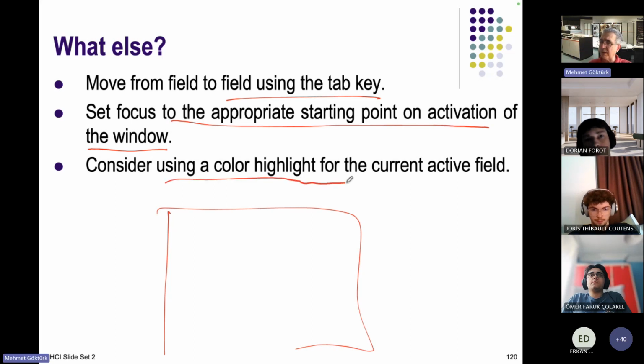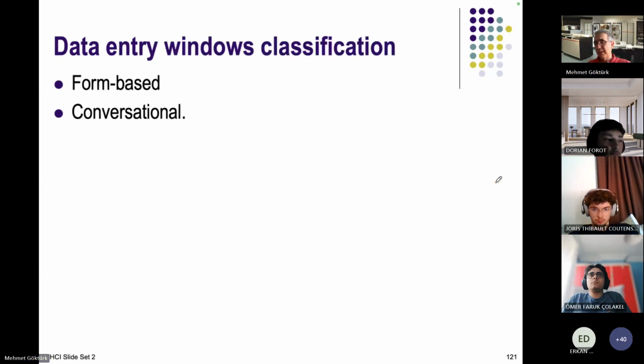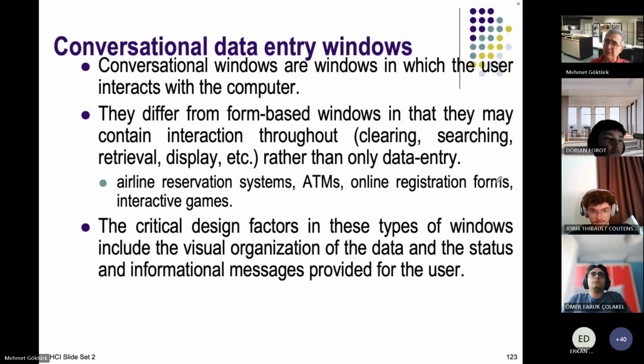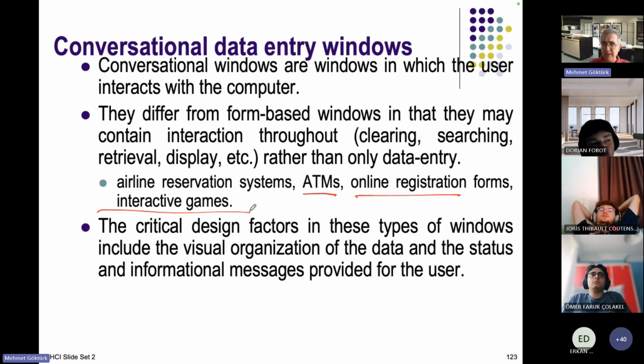Therefore, consider using a color highlight for the current active field, like pink or yellow or whatever visible color, or blinking. When you are typing, you need to be able to tell you are typing in that field without confusion. So data entry windows are of two types, form-based and conversational. Conversational ones are good for ATMs, online registration forms, interactive games. But for professional systems, form-based windows are better.